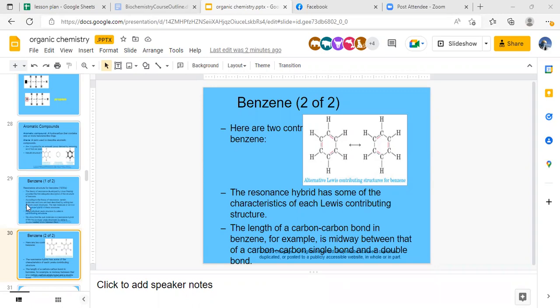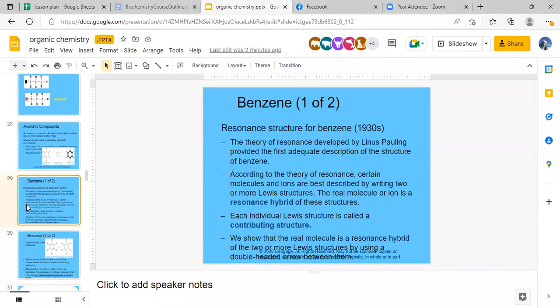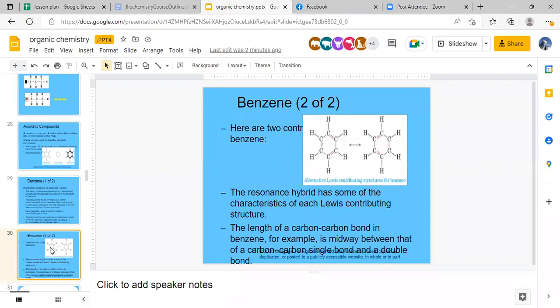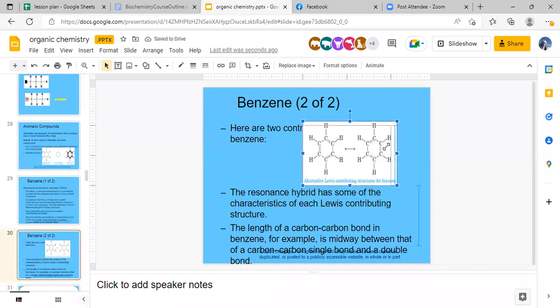And what are the properties of these benzene compounds? Medyo weird kasi yung benzene, because the bonds between the carbons are the same. If we use this structure, based on the double bond and single bond, we would expect the double bond to be shorter and the single bond to be longer. Pero that's not the case. Actually, pare-pareho lang yung length nung carbon to carbon bond sa benzene.